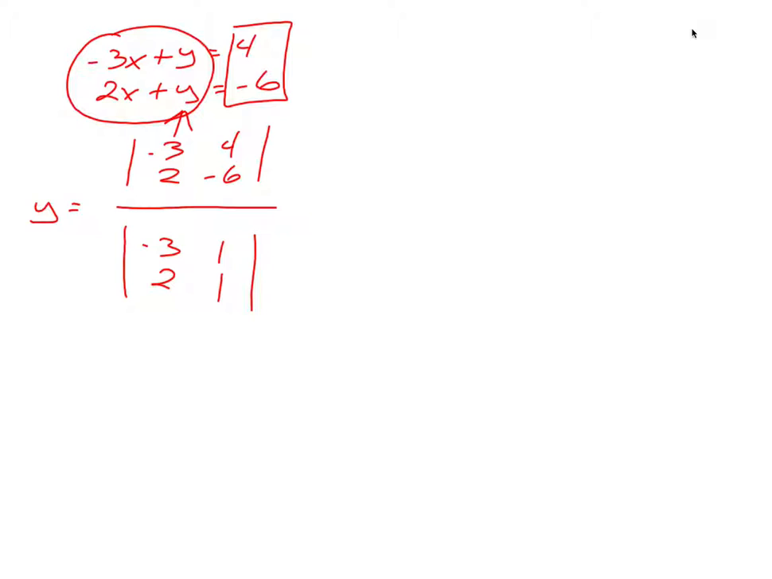Now all I've got to do is find the determinant of each of these, divide, and I have the value for y. So negative 3 times 1 is negative 3, 2 times 1 is 2, negative 3 minus 2 tells me my bottom number is negative 5. Do the same thing on the top. Negative 3 times negative 6 is 18, 2 times 4 is 8, 18 minus 8 gives me 10. So I divide 10 and negative 5, that tells me that y equals negative 2.